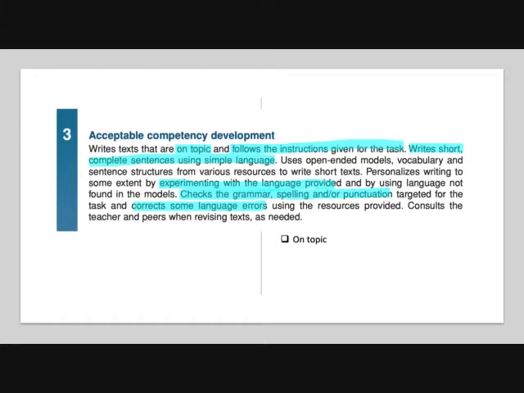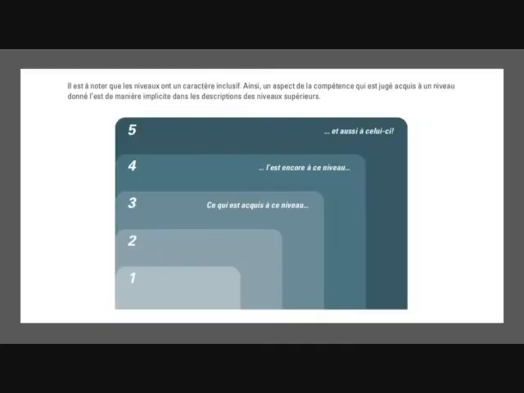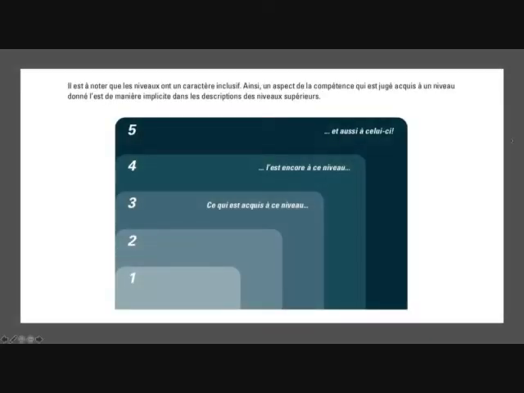Okay, so if I were to do a checklist, it would be something like this. The text is on topic, the text follows instructions, the text uses short, complete sentences, the student is experimenting with language, they're checking spelling, grammar, and they're correcting language errors. Okay, so again, just a reminder, if this is on target, so we've just said what's on target, you can also look to see if they're doing what's on target plus a little bit more, or on target plus also even more than that, and this will happen.